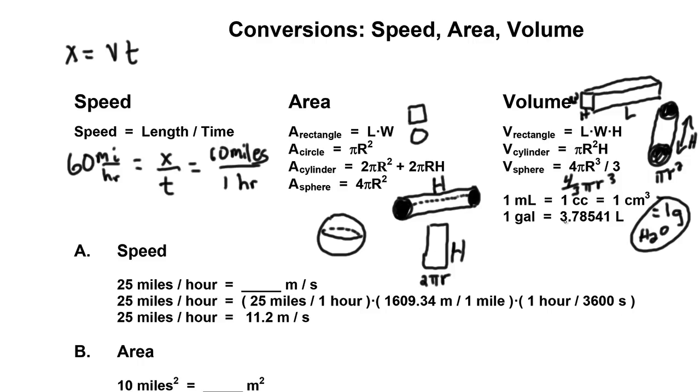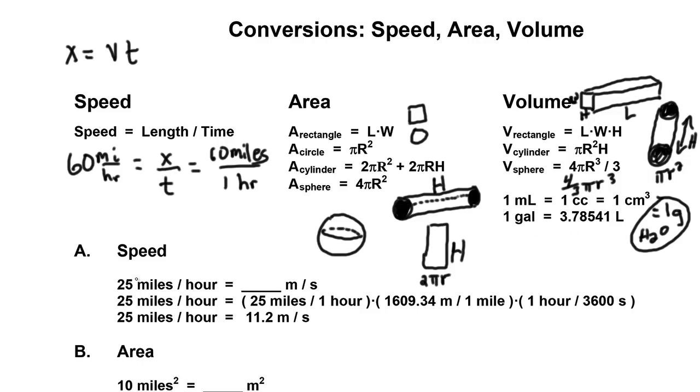1 gallon is equal to 3.78541 liters. So almost 4 liters is 1 gallon. Not quite, but almost 4 liters in 1 gallon. So that's our English to metric conversion. That's our ratio that we'll use.